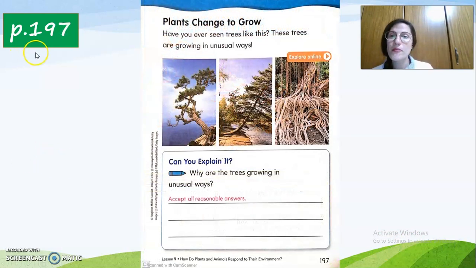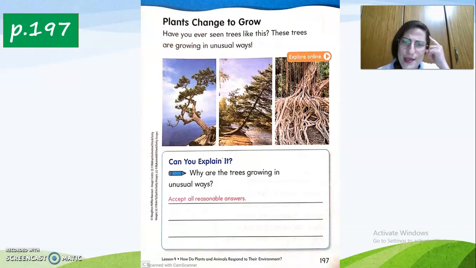We move on to page 197. Plants change to grow. Have you ever seen trees like this? These trees are growing in unusual ways. Well, it is correct. If we take a minute to observe these three pictures, we see that these trees are growing in really unusual ways. Why do you think? Let's think for a minute. Why are they growing in such unusual ways?